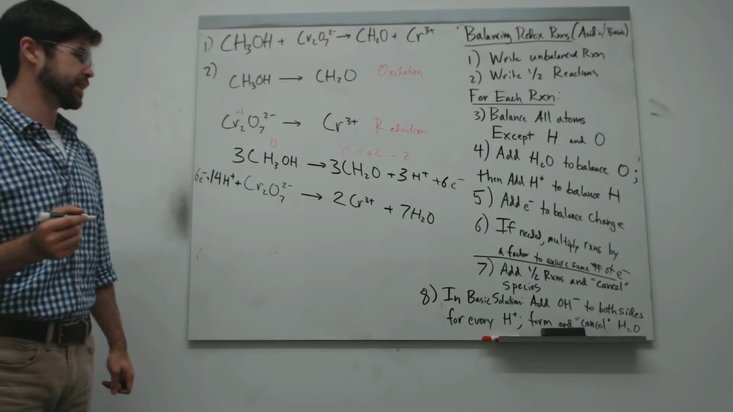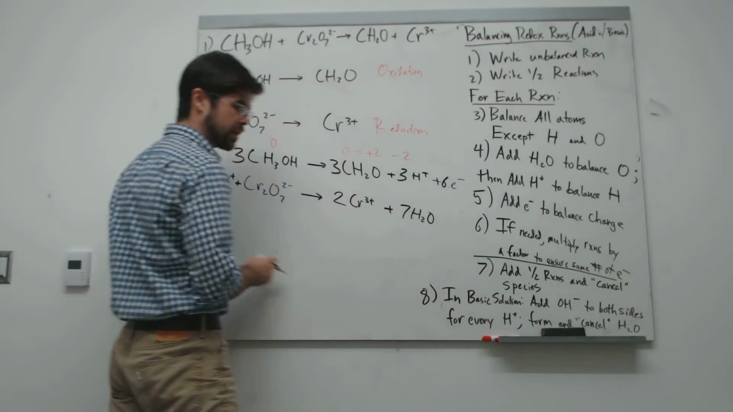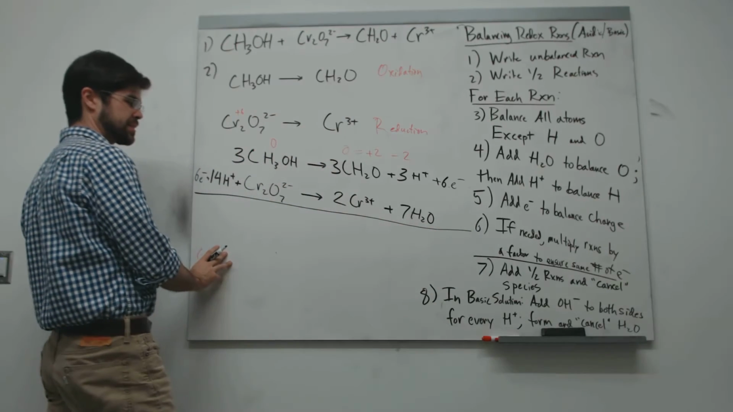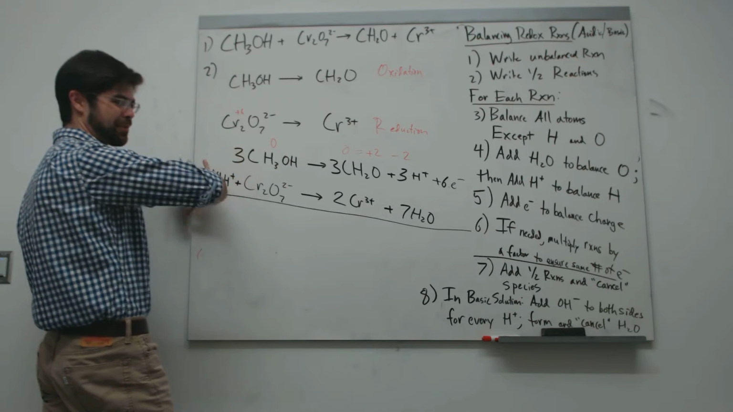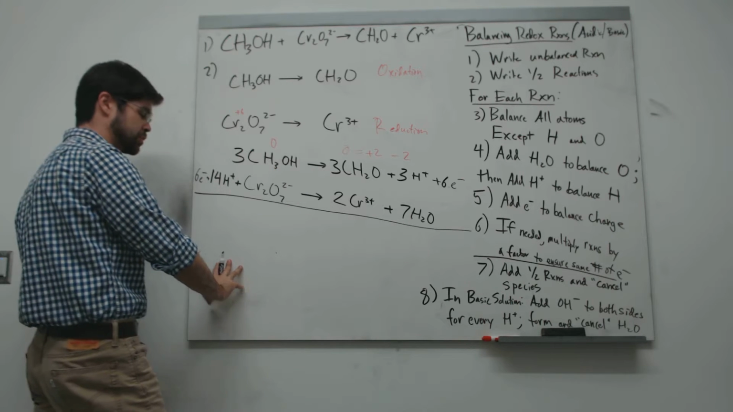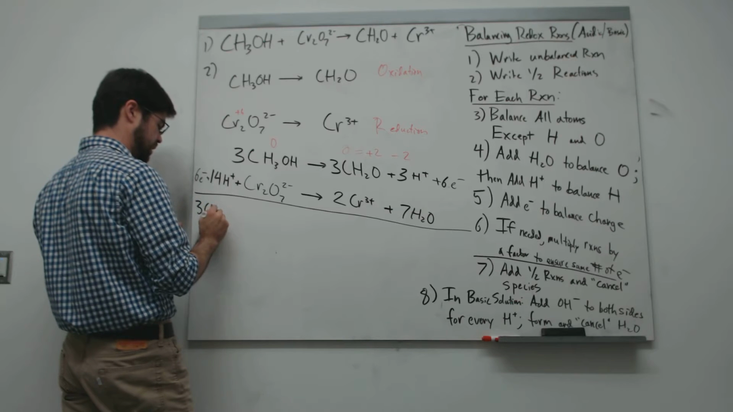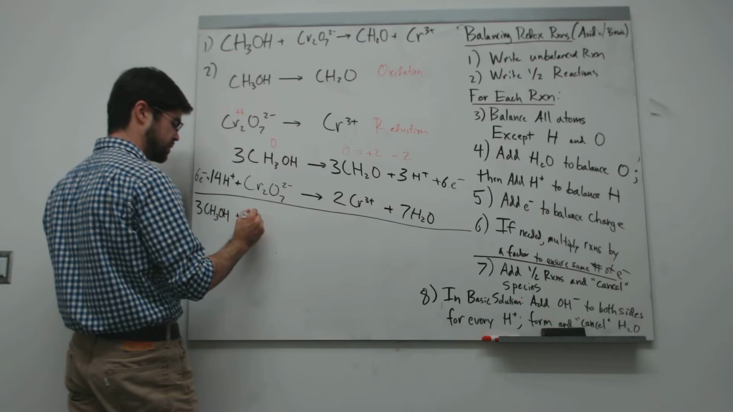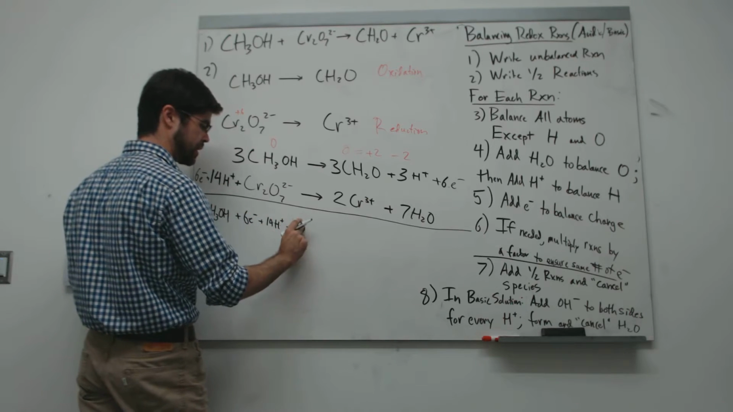Now I've got the same number of electrons, and then my last step is step 7, which says to add together these 2 reactions and then cancel out any similar species. So I'm going to try to write this all on one line or close to one line. I doubt I'll be able to, but I'll do my best. So I have 3 methanol molecules, 3 CH3OH, plus 6 electrons, plus 14 hydrogens, plus the dichromate ion.